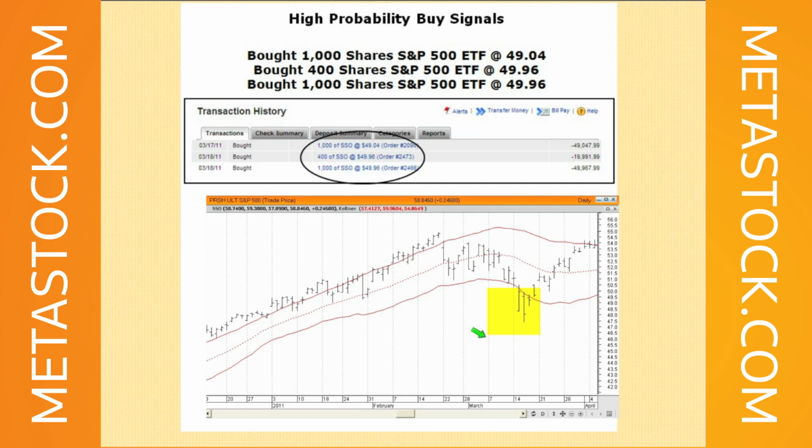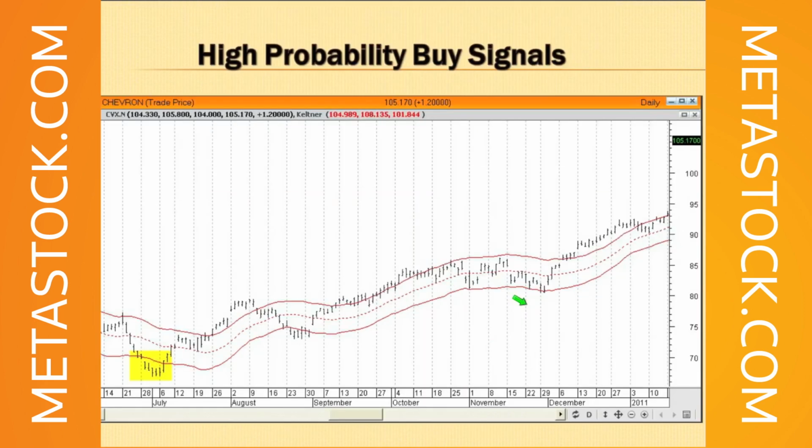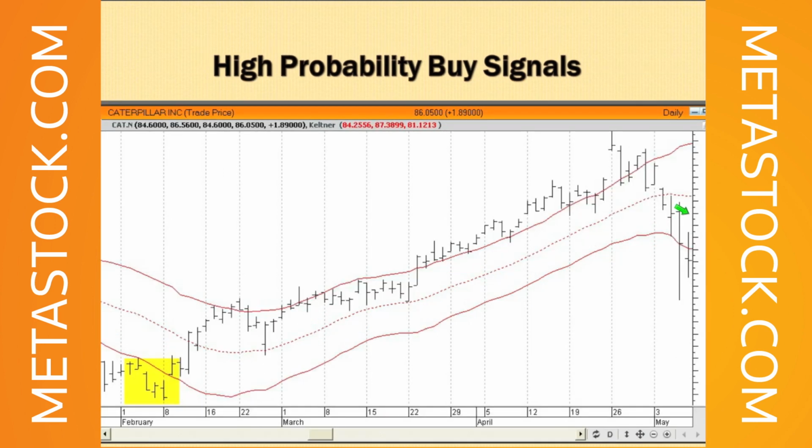Here's another example. The S&P ETF becomes oversold. So I went ahead and purchased shares when it was trading right in this range right here. So here's a few more examples. This is for Chevron, and it became oversold right here, and then you can see it had a very strong rally following that oversold condition. That was about a 45% rally.